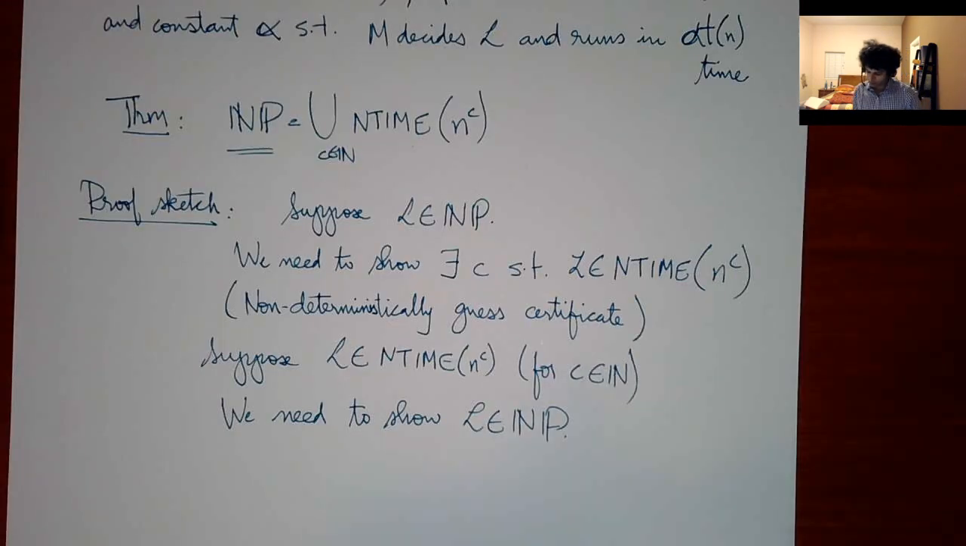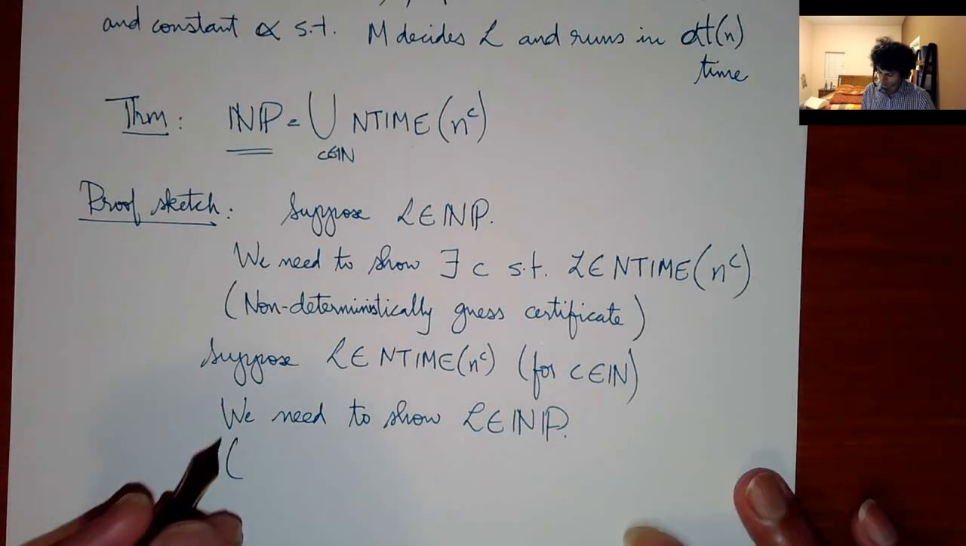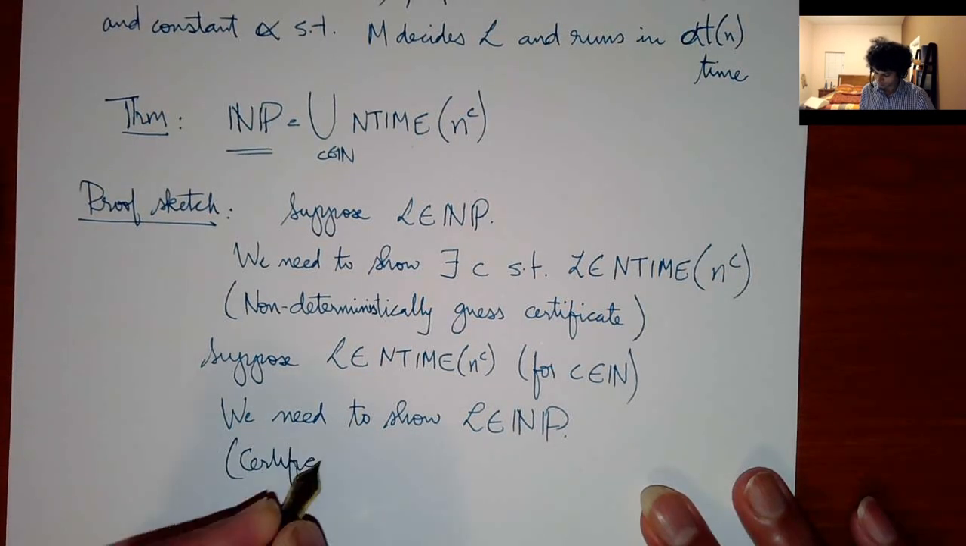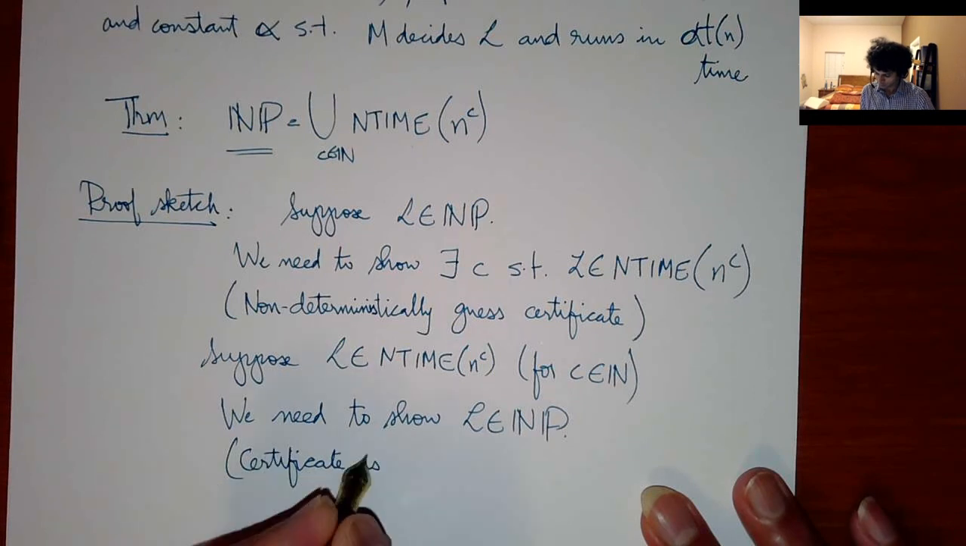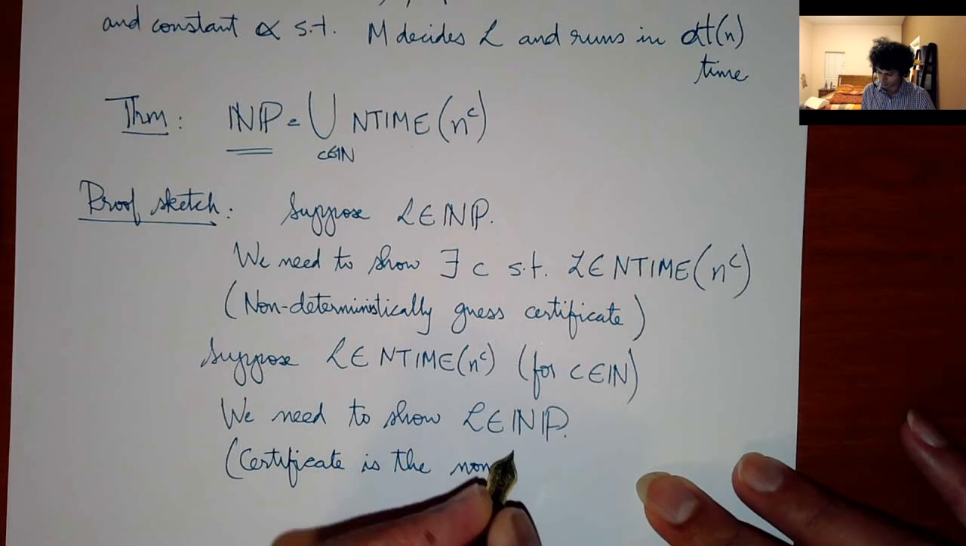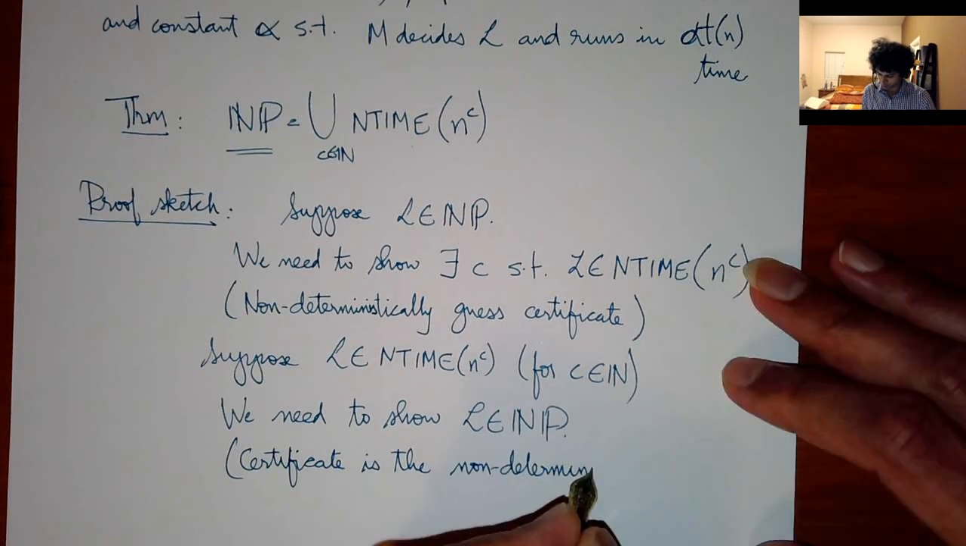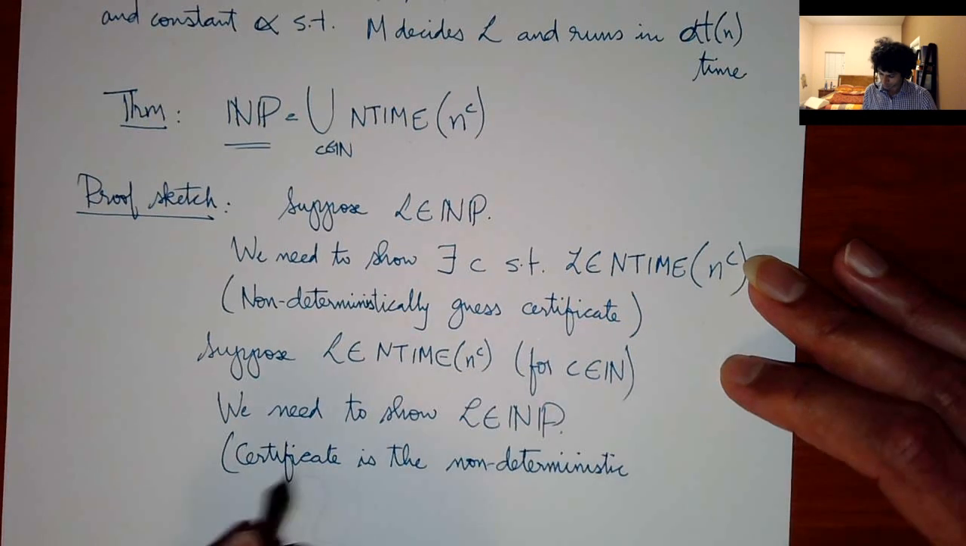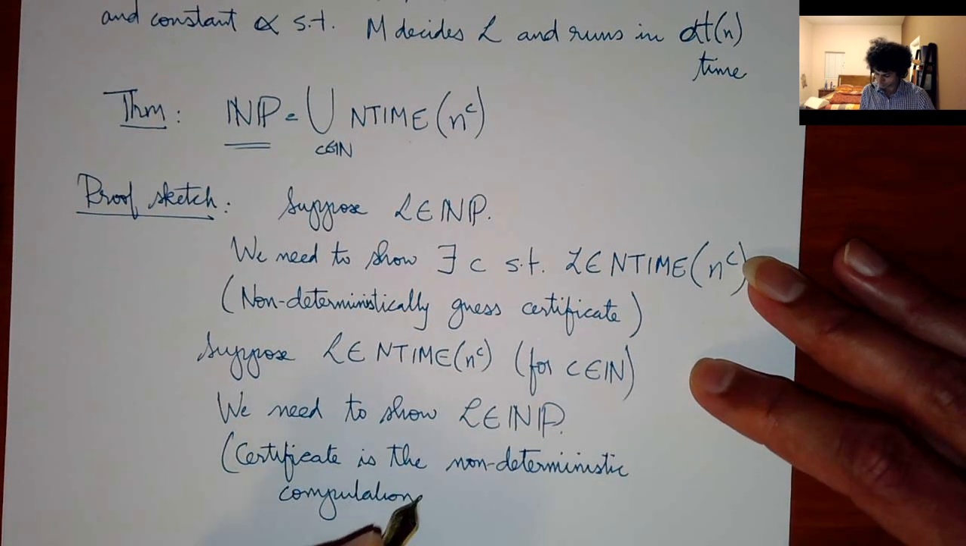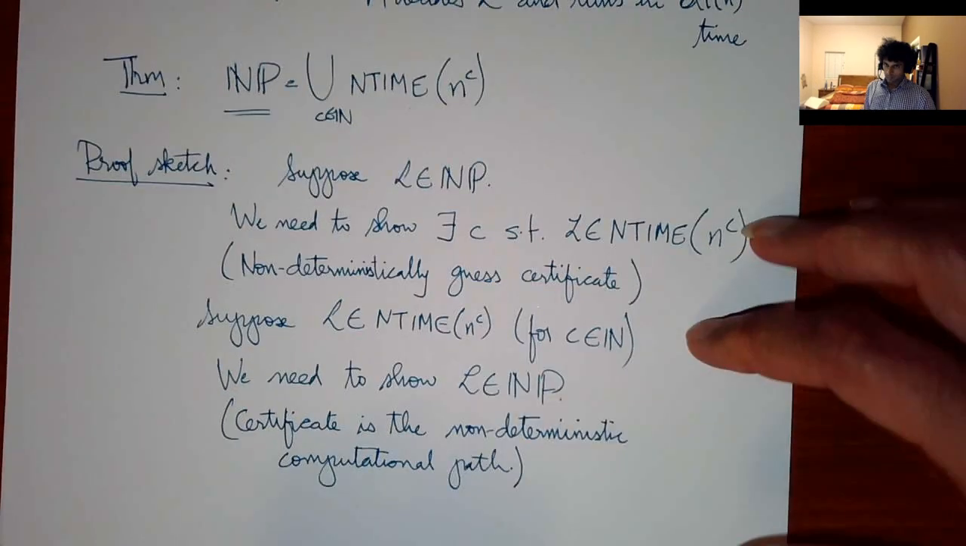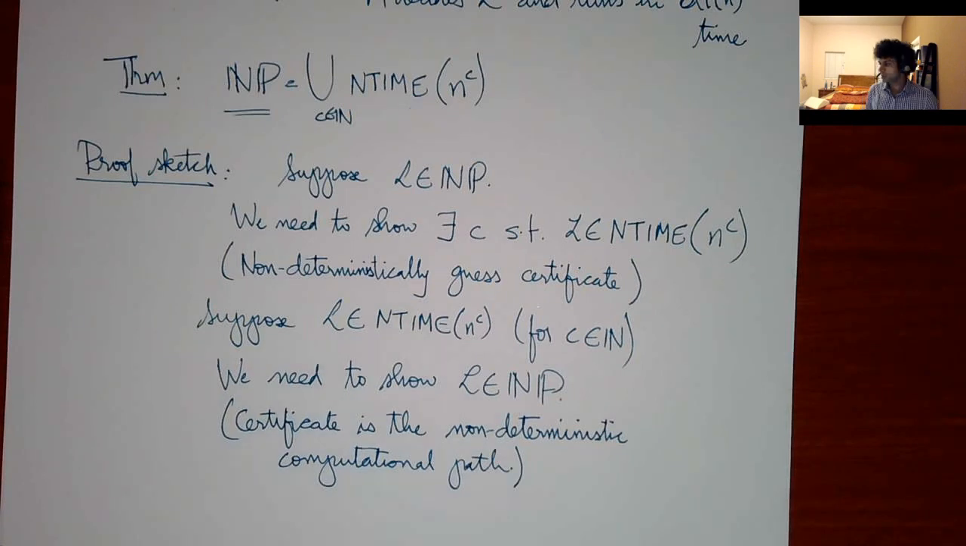So in this case, the certificate is the non-deterministic computational path. So I've told you the basic ideas. I think it's a useful exercise for you just to write it out, and I will likely add this to the homework. And if I make edits, I will let you know. So let's end here, and I can take any questions at the end.